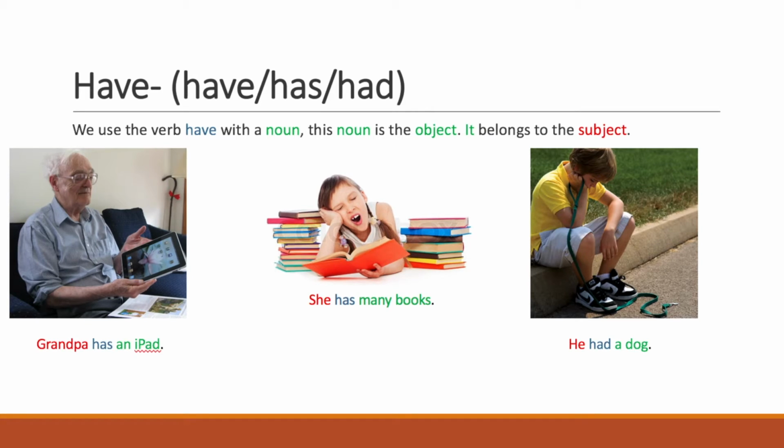In the second sentence, she has many books. She is our subject. Has is the verb. Because she is the subject, we must use has. Many books. The books belong to the girl. And finally, in the last picture, we see he had a dog. Again, he doesn't have a dog anymore. This was something in the past. Because our subject is he, and it's in the past, we use had. Again, this is true for all subjects, not just he.